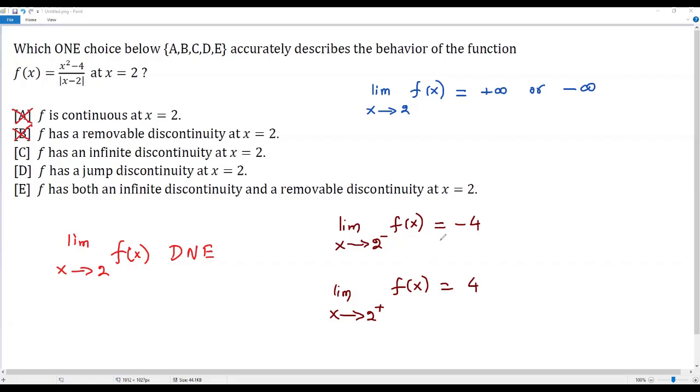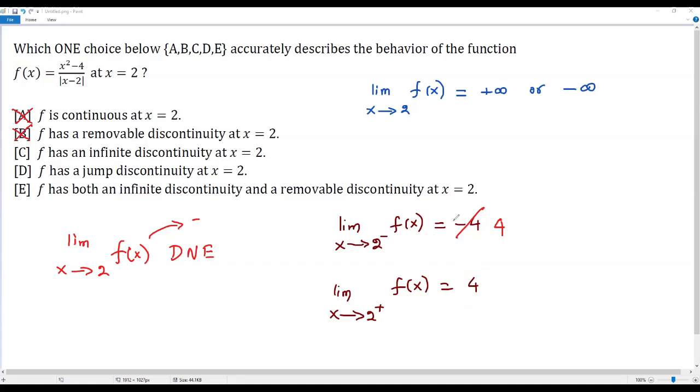In case the left side limit and right side limit are equal, for example, instead of negative 4, if I have 4, what should I say? Then the ordinary limit must be equal to 4. Whatever real value I'm getting for the left side limit and right side limit, that can be taken as the value for the ordinary limit.